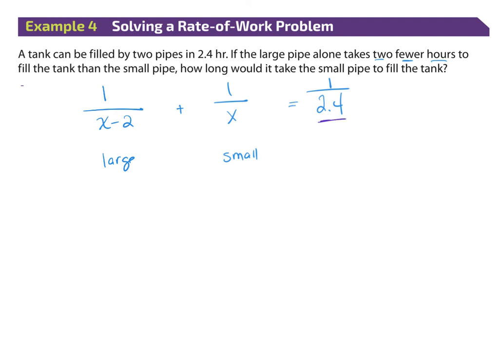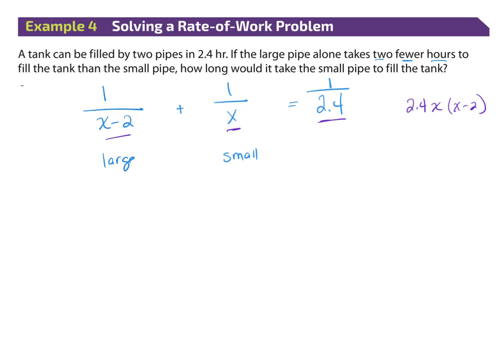So my denominator is going to include 2.4. My denominator is going to include x, and my denominator is going to include x minus 2. And I am going to multiply everything by that. All right, everything by that.